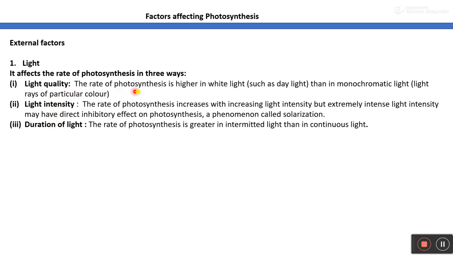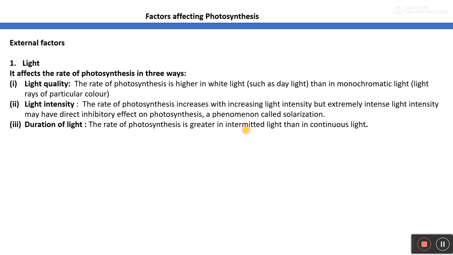The rate of photosynthesis is higher in white light than in monochromatic light, that is light with rays of a particular color or wavelength. Another way is that the rate of photosynthesis increases with increasing light intensity, but extremely intense light may have a direct inhibitory effect on photosynthesis, and this phenomenon is known as solarization. The rate of photosynthesis is greater in intermittent than in continuous light.